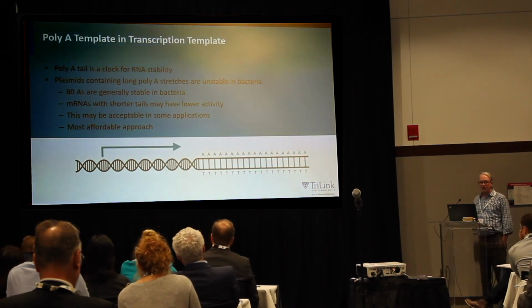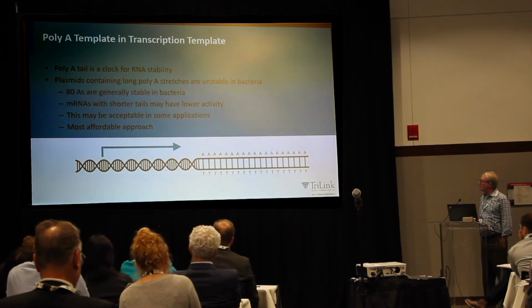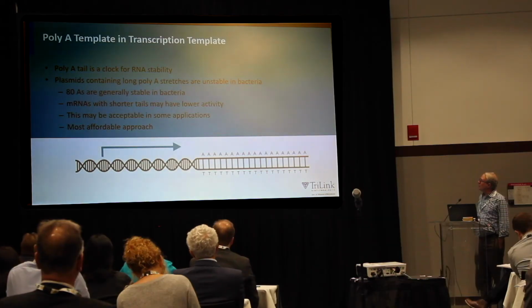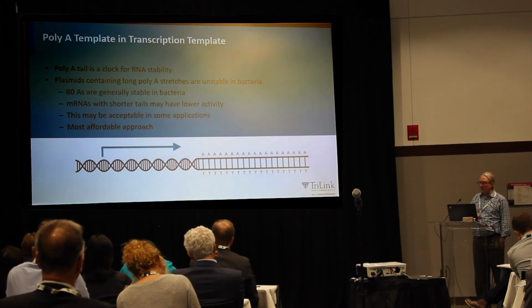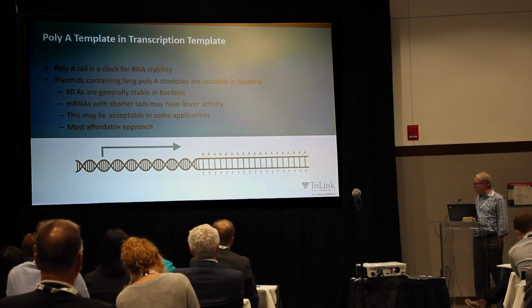Now in terms of adding your poly-A tail, you have a couple different options. You can encode the poly-A tail within the plasmid. The difficulty with that is that long poly-A tails are not stable in bacteria in general, and so you get recombination events. It's fairly easy to get an 80 base poly-A tail to be stable in bacteria, but shorter tails may have lower activity, and that may be something open for discussion after Jim's talk. This may be acceptable in some applications, but it's the most affordable approach.